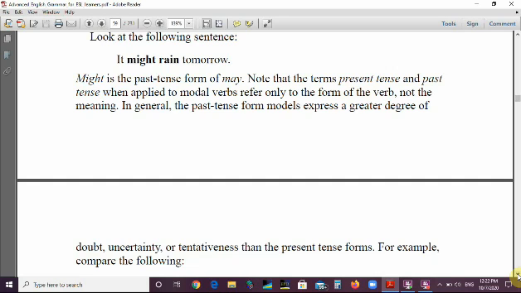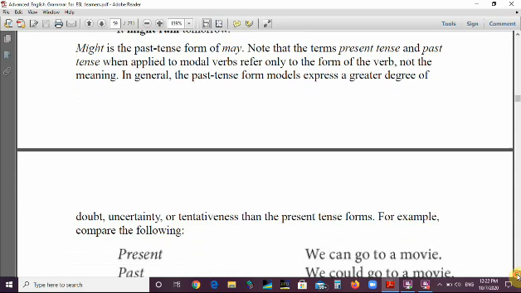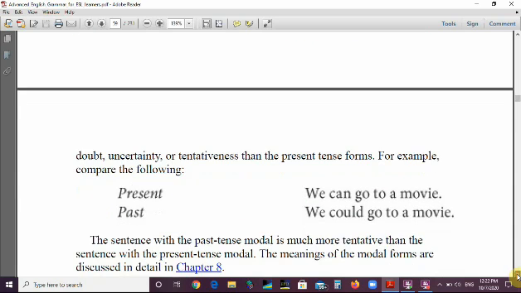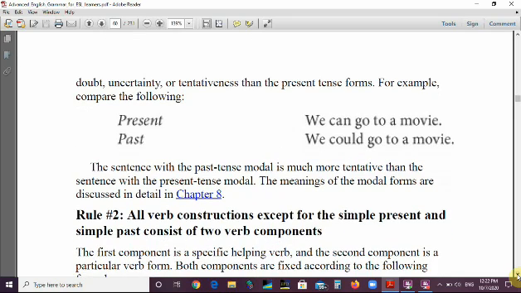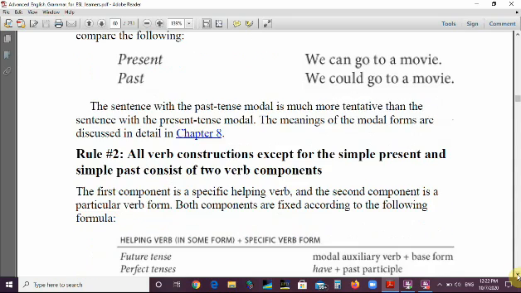It refers to the future. It might rain tomorrow. Not the past meaning. In general, the past tense form modals express a greater degree of doubt, uncertainty, or tentativeness than the present tense forms. For example, we have two sentences here. We can go to a movie. Can is present, right? We could go to a movie. Both express the future, though could is the past of can, right?